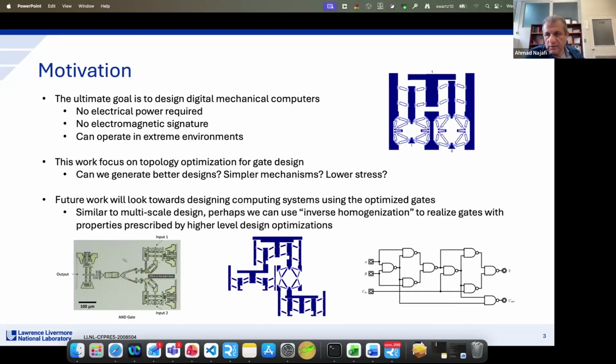Thank you, Narayan. So next question is from Shamu Duta. He's asking, computationally, how expensive is it to obtain the optimized design for these logic gates?